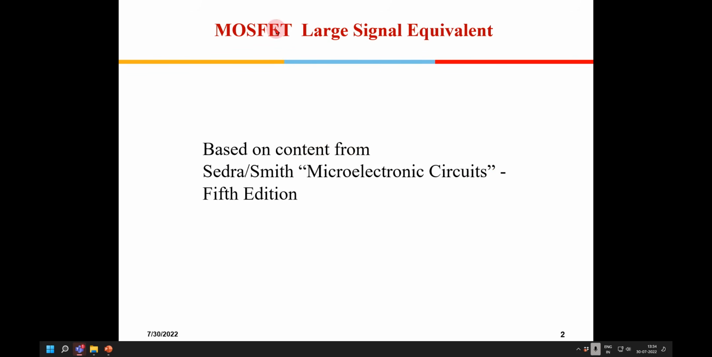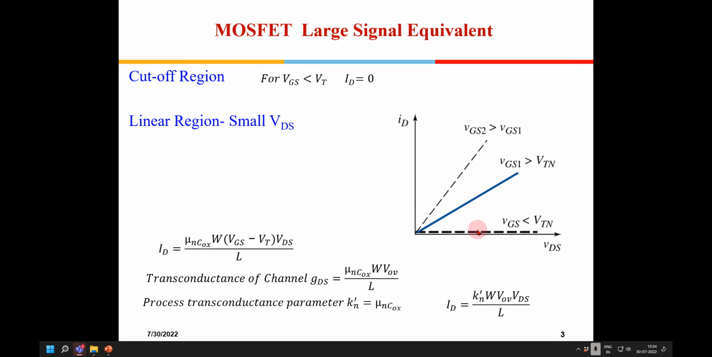The large signal model, first we are going to see a MOSFET large signal model. This is based on the book by Sedra Smith. We saw in our VLSI design class that when we have a small VDS, this is how the current and VDS plot looks, where the current is a linear function of VDS, and this is the equation, and this resistance can be varied by changing the overdrive voltage, right?